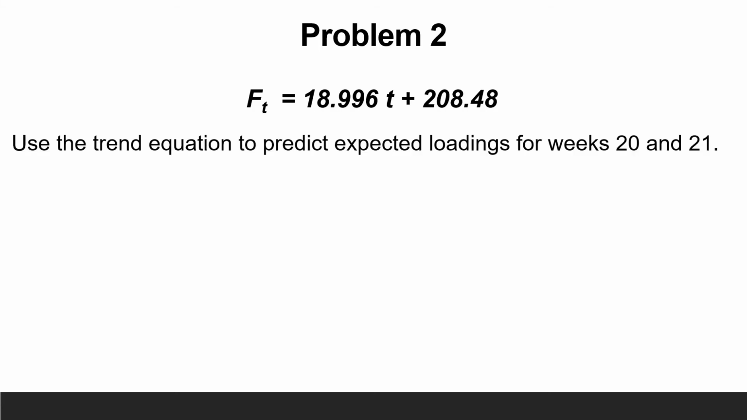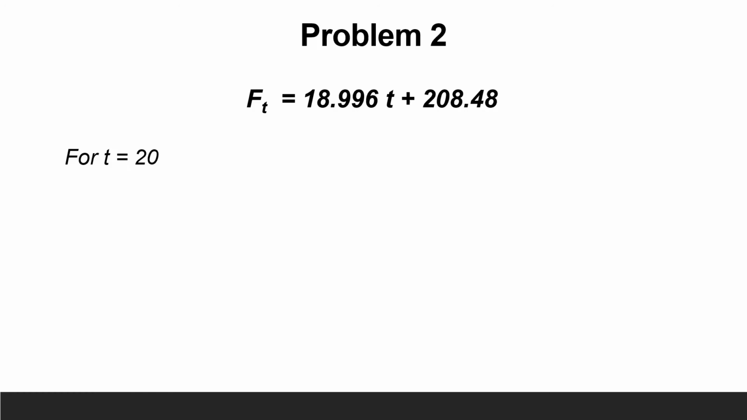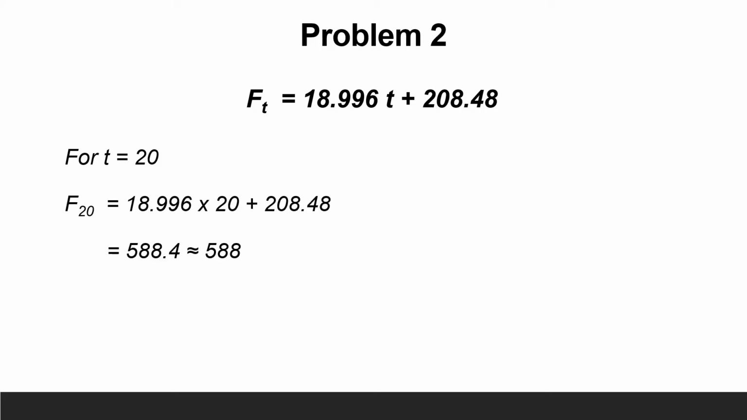The second question is to use the trend equation to predict expected loadings for weeks 20 and 21. Well, let us substitute by T equal 20 to find the forecasted or expected loading for week 20. F20 equal 18.996 multiplied by 20 plus 208.48 equal 588.4, approximately equal 588. So, the expected loading of week 20 equal 588.